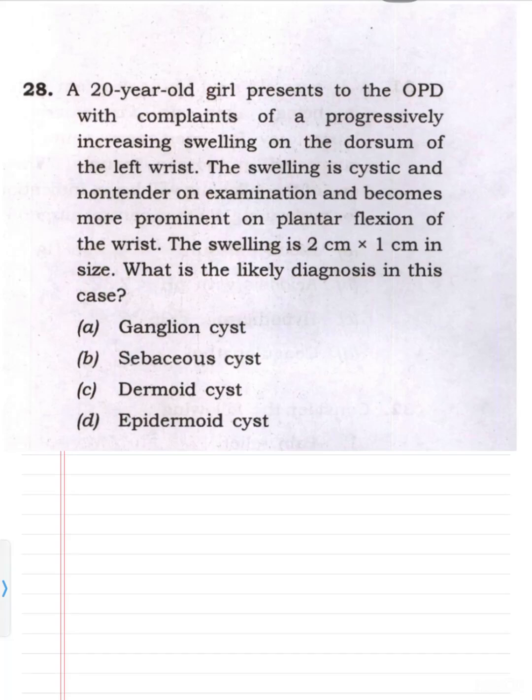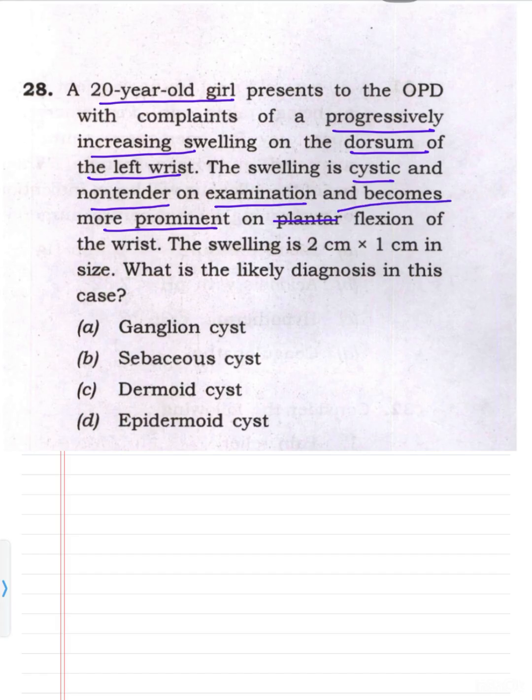So the 28th question is, a 20-year-old girl presents to the OPD with complaints of a progressively increasing swelling on the dorsum of the left wrist. The swelling is cystic and non-tender on examination and becomes more prominent on the plantar flexion of the wrist. So plantar was the wrong typical error, in which there should have been the palmar flexion or volar flexion. The swelling is 2 cm into 1 cm in size. What is the likely diagnosis in this case?